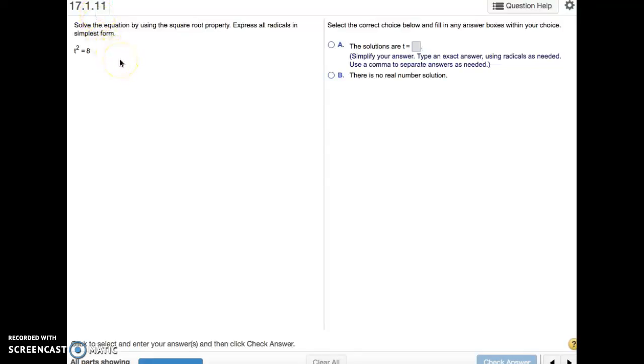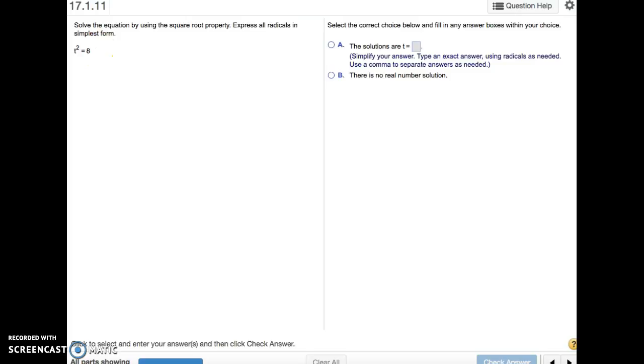Hi, the focus of this video is to solve by square rooting. All of our problems will have a square somewhere in them, and what we need to do is square root both sides in order to figure out what the variable is going to equal. Before we can square root, we always have to get the term that is being squared on the side all by itself. So right here, I already have t squared equals 8.